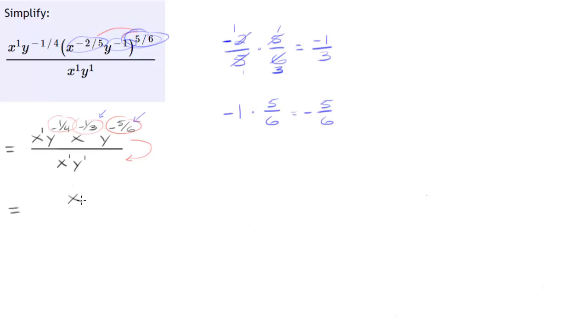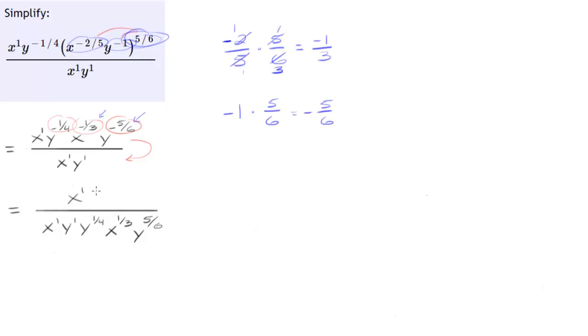I have this x to the 1 up in the numerator. In the denominator, I have an x to the 1, a y to the 1, and now I have this y to the 1/4, and this x to the 1/3, and this y to the 5/6. And again, these last three factors came from the numerator. I moved them to the denominator and took away the negatives in their exponents. That's just using the definition of negative exponents.